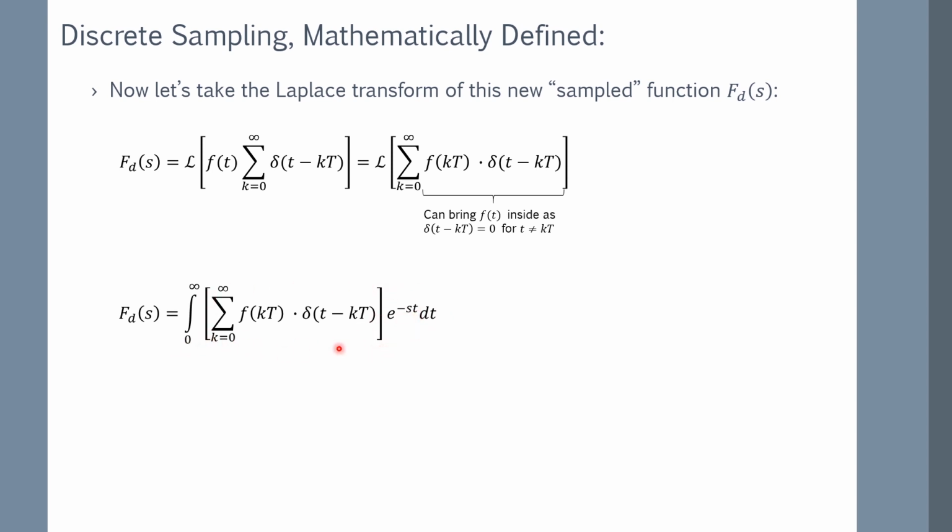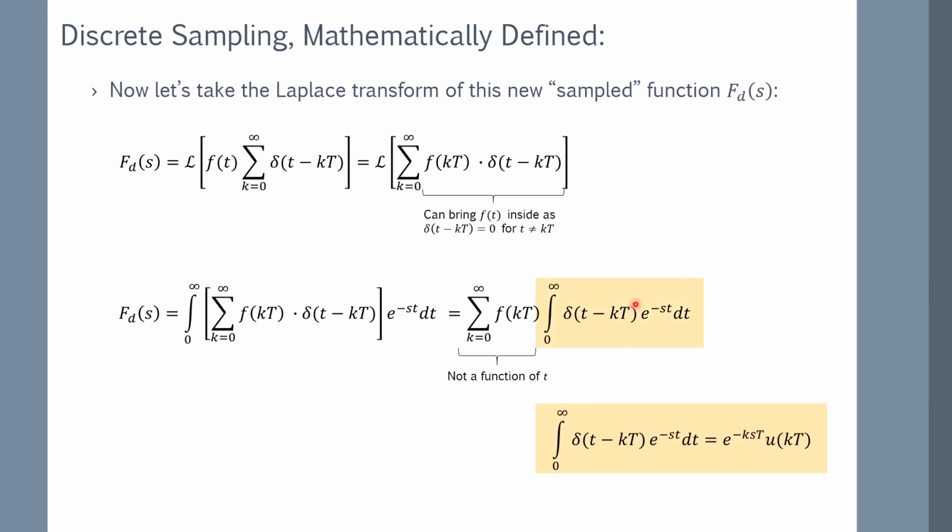And if we evaluate the Laplace transform, we can first realize that this part is not a function of t, so f of capital Kt is not a function of t, and this is why we did this trick. Whereas this part is a function of t, which means that now we can evaluate this integral. Basically, the Dirac delta function gives us the rise of this unit step, and it kind of makes sense, right?